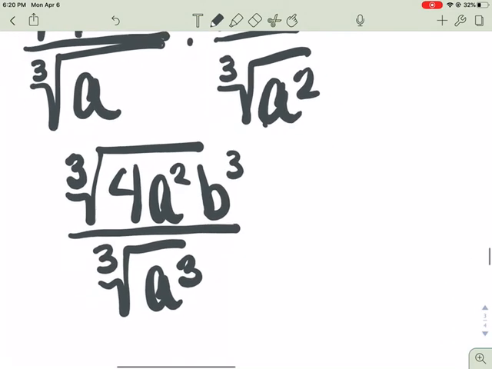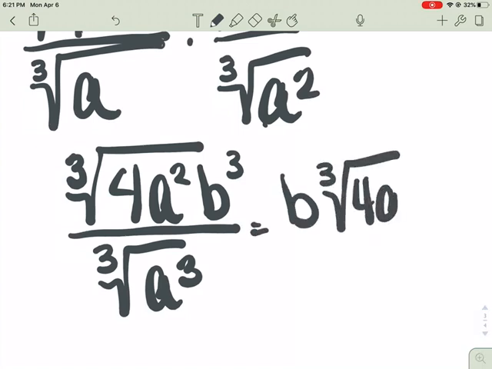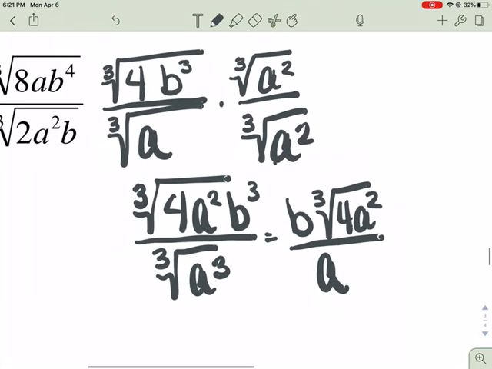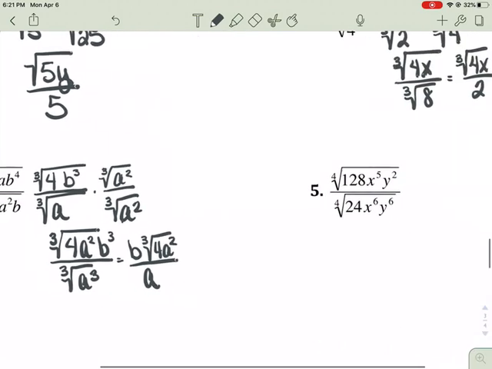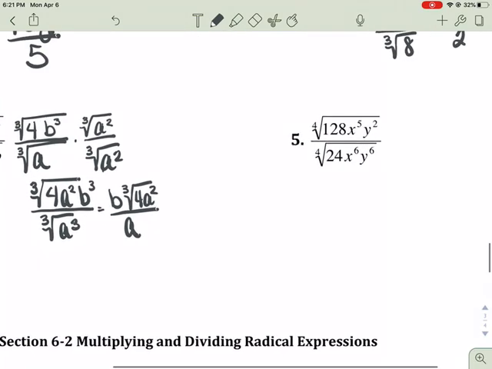Okay, now I'm going to simplify. Now if I look, the top, we do have a b cubed, so I'm going to simplify that to b, cube root of 4a squared, all over a. And that's as far as you can take it. All right, let's do one more and then we'll call it a day.